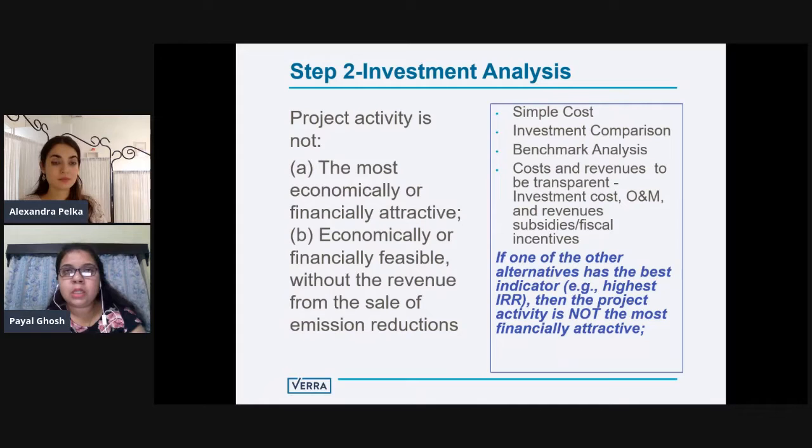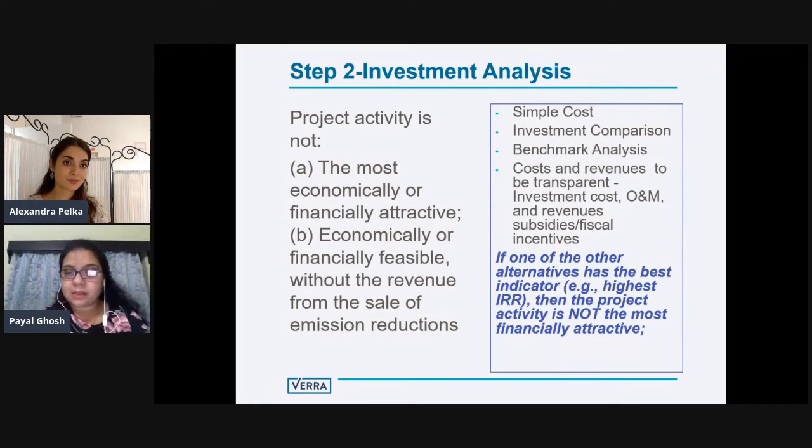It is usually perceived that this will be done during the investment phase, when the project proponent is thinking about setting up the project activity. Different tools are available. It could be a simple cost analysis, an investment comparison analysis, or a benchmark analysis. Of course, there are many other options, but I will talk mostly about the simple cost, the investment comparison, and the benchmark analysis because time is limited today.